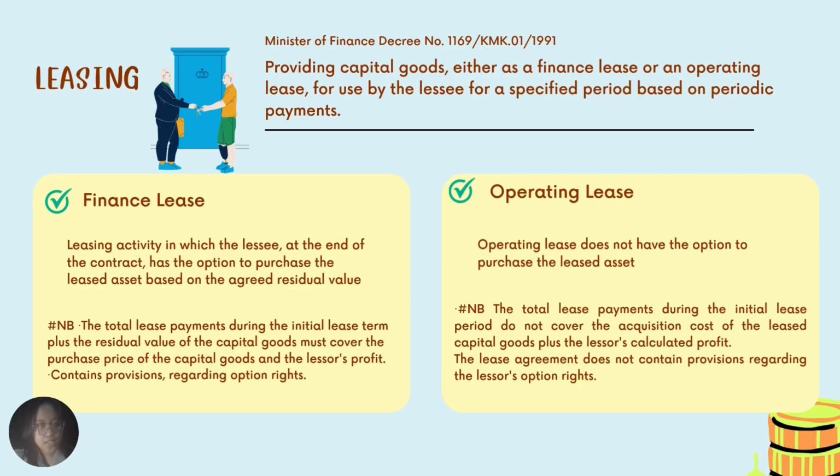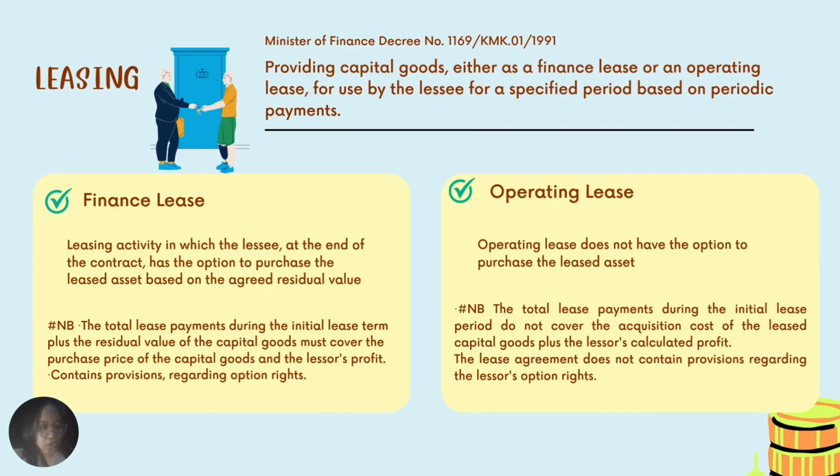So leasing is providing capital goods, either as a finance lease or an operating lease, for use by the lessee for a specific period based on periodic payments. From that, we can know there are two types of leasing, finance lease and operating lease. A finance lease is a leasing activity in which the lessee, at the end of the contract, has the option to purchase the leased asset based on the agreed residual value.